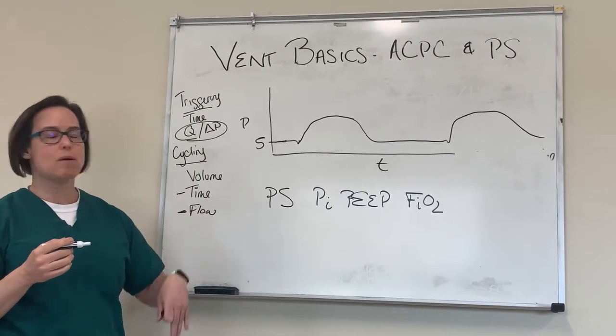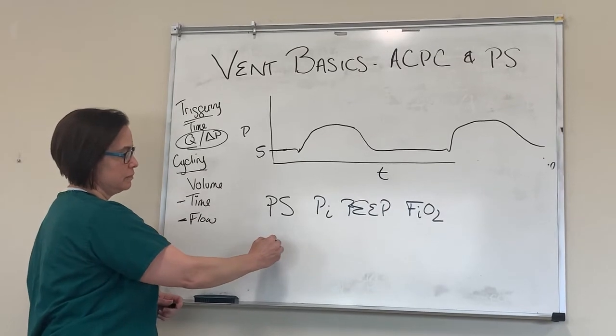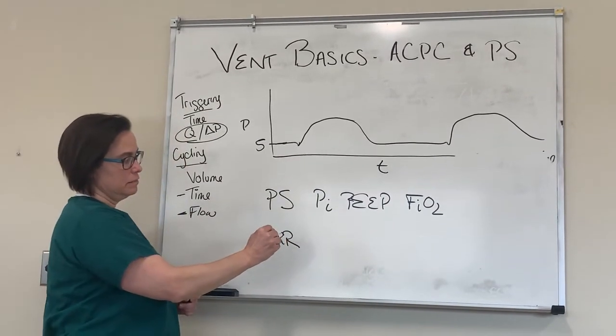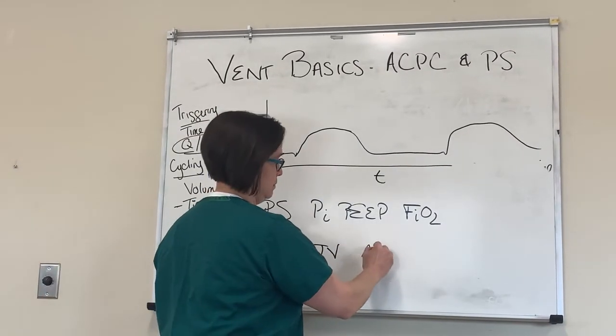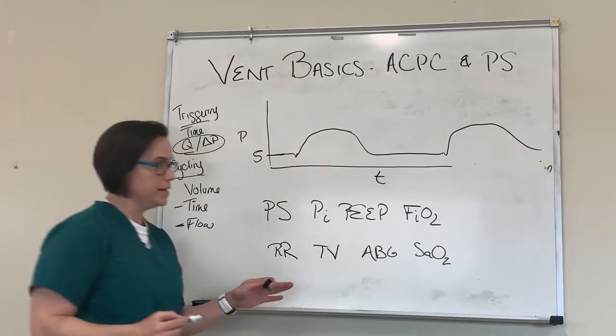And then what do I want to know about what the patient's doing with it? This is the machine, what about the patient? So you want to know their respiratory rate, their tidal volumes, their ABG, and their oxygen. Beautiful. Yep. Is exactly right.